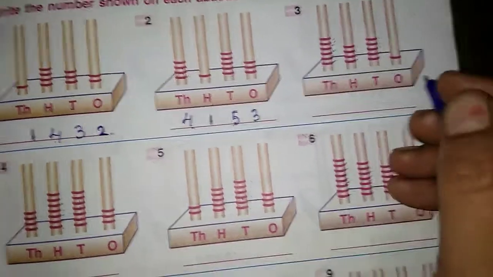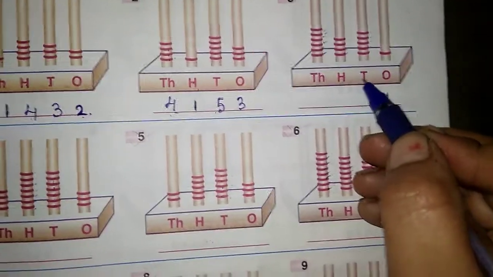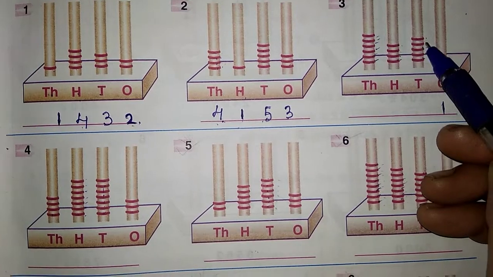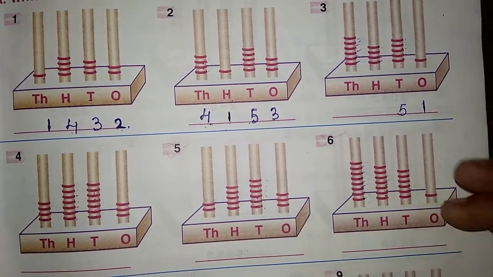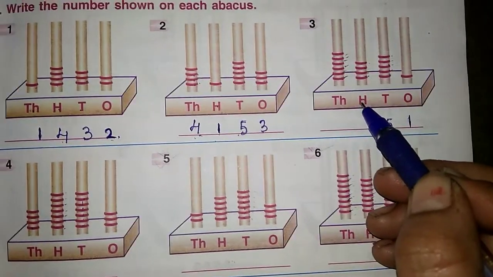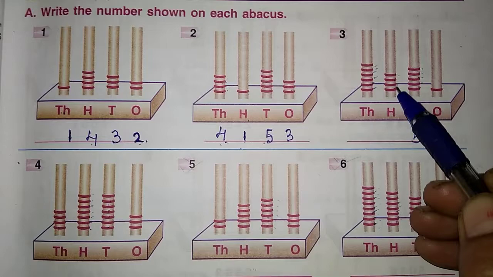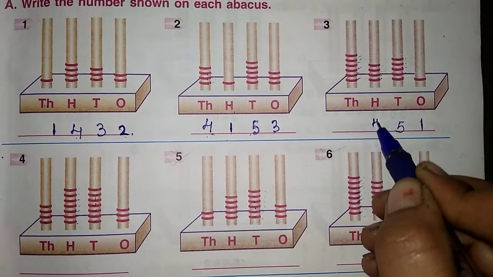Now third sum, you have to see in a one spike how many rings are there? Only 1 ring. Then you have to write here 1. In a 10 spike, you have to see here how many rings are there? 1, 2, 3, 4, 5 children. Then you have to write here 5. In a 100 spike, how many rings are there? You have to count children now. 1, 2, 3, 4. 4 rings are there. You have to write here 4.